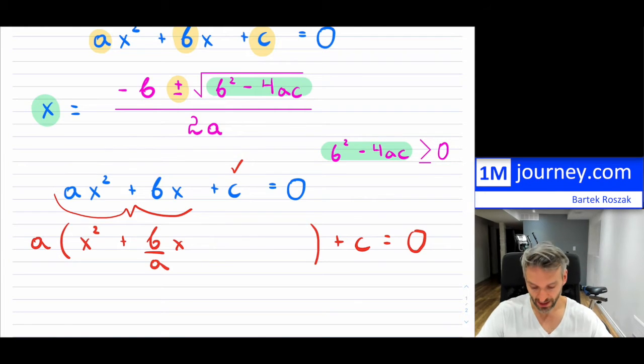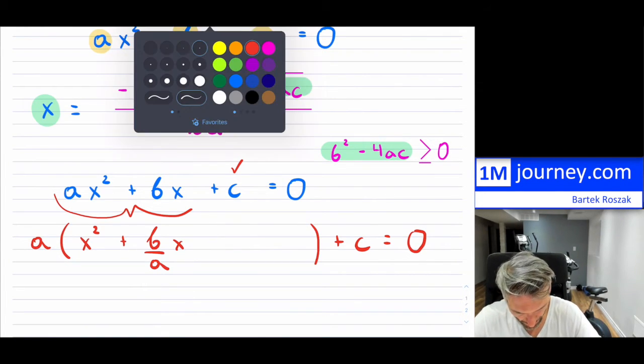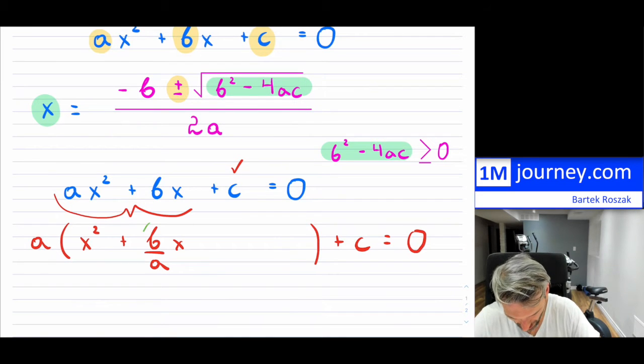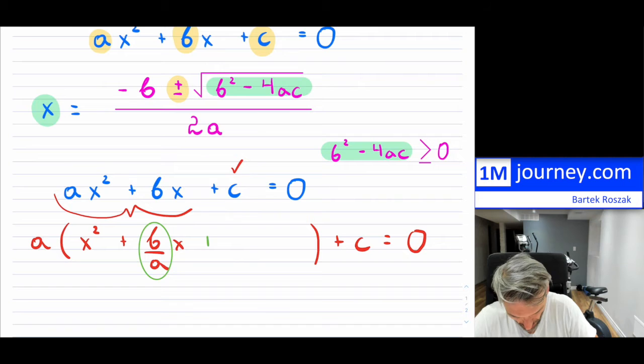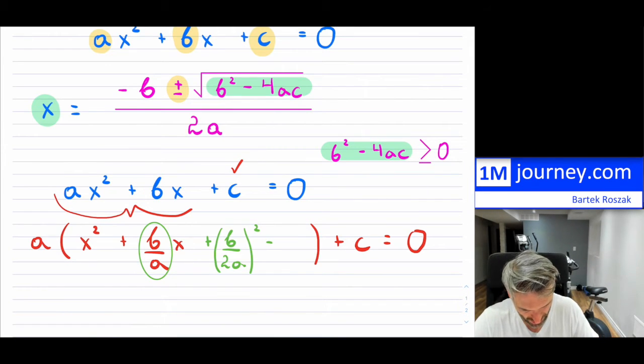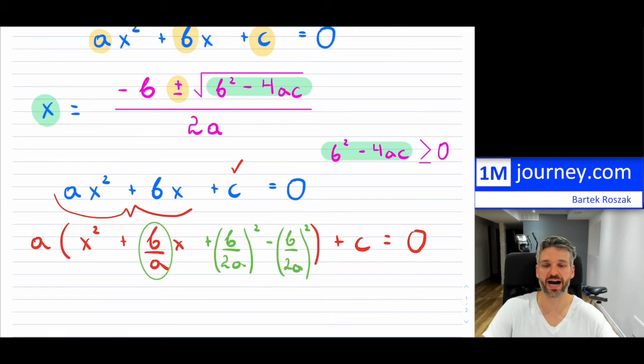Now, in order to complete the square, next I'm going to take this b over a, and I have to divide it by 2. So I'm going to get b over 2a, because that's what it is if I divide it by 2. Now this whole thing has to be squared. And then, of course, I have to do the same thing and subtract it. So b over 2a squared is subtracted, so I don't really change anything. I add and subtract exactly the same term.